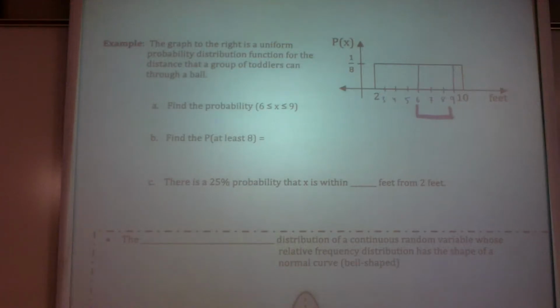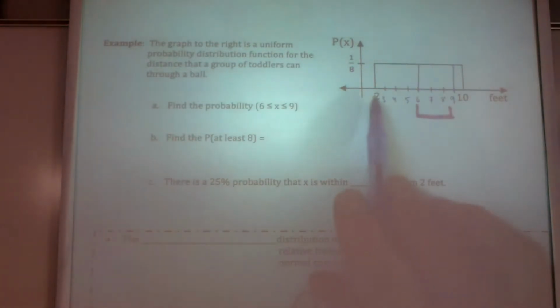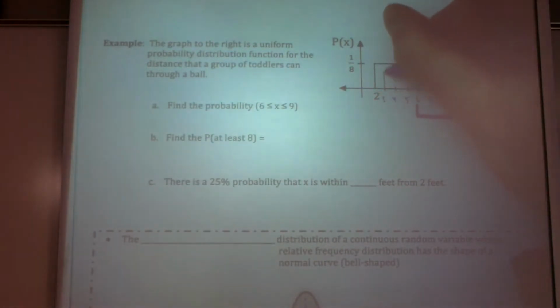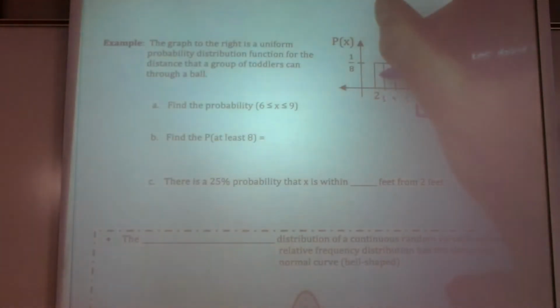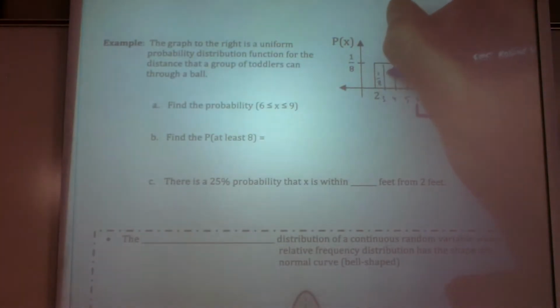Okay, now to do this, what we're going to do is break this down. Notice the probability is 1/8. And if we were to break this down into a bunch of rectangles, let's count how many rectangles there are. 1, 2, 3, 4, 5, 6, 7, 8. So if all of those need to add up to 1, how much is each rectangle worth? It's going to be worth 1/8.